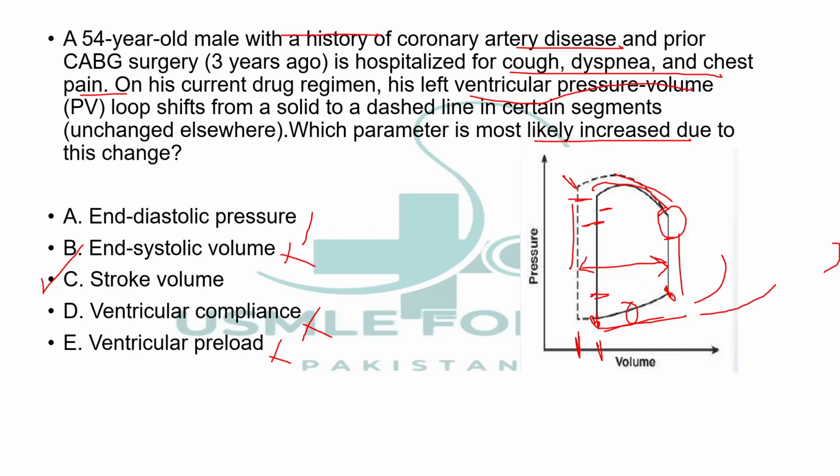This is the end diastolic pressure. If this had decreased, then the dashed line would have been over here, right? This point, because this is where the diastole has ended. So this point is the end diastolic pressure corresponding to this.